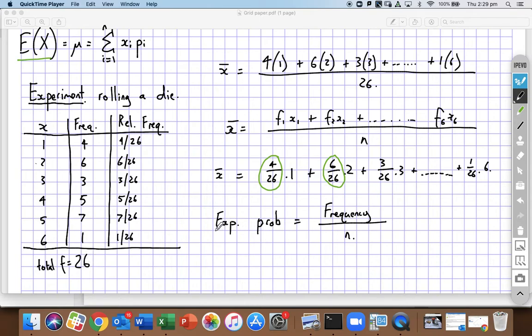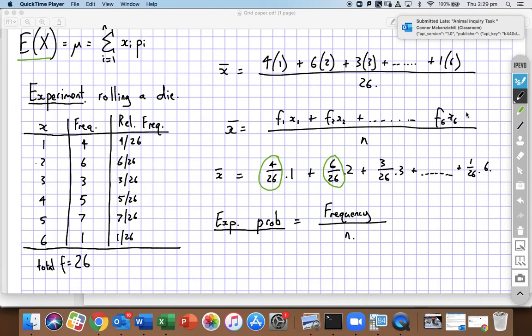Using the experimental probabilities or the relative frequency, this has already been done for me in a sense, right? And that's where this formula here comes in. All right, so this probability here already includes the dividing by n, and it's taken into account the frequency of each value.